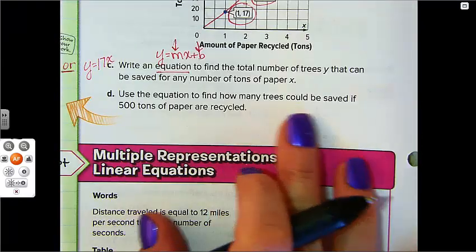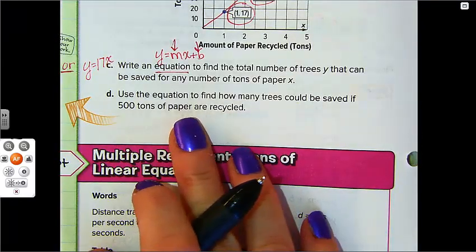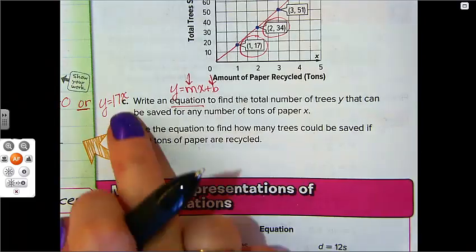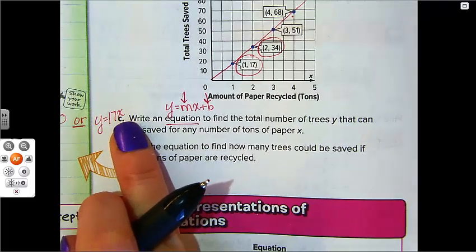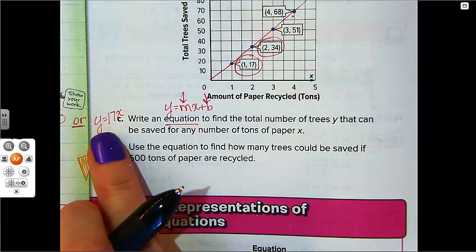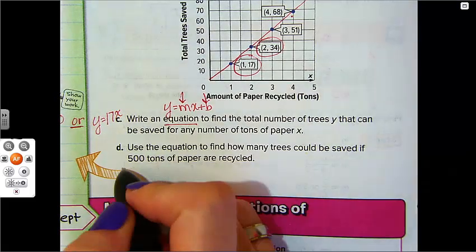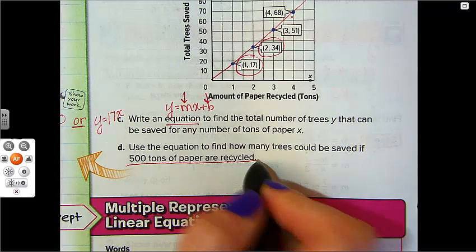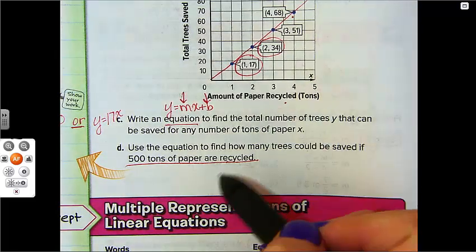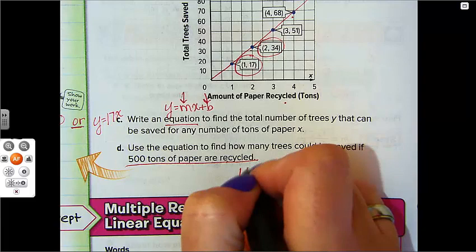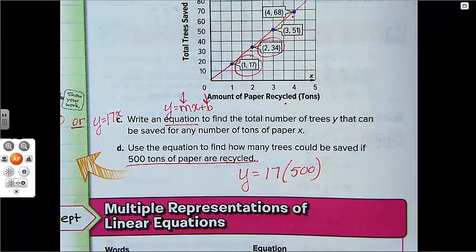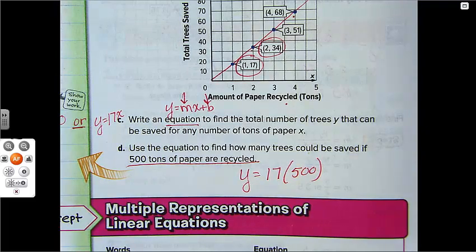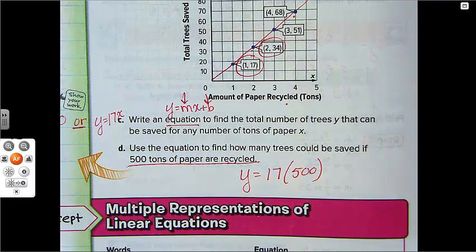Okay, now it says use the equation to find out how many trees could be saved if 500 tons of paper were recycled. Well, x is the amount of paper recycled, and y is the number of trees saved. So this tells me the amount of paper recycled, which is my x. So I can now put 500 in for x.